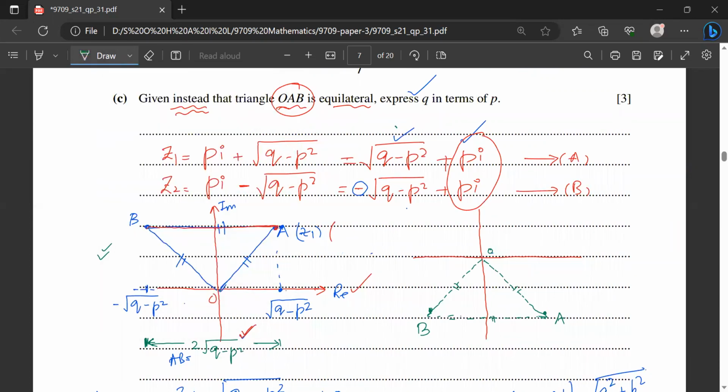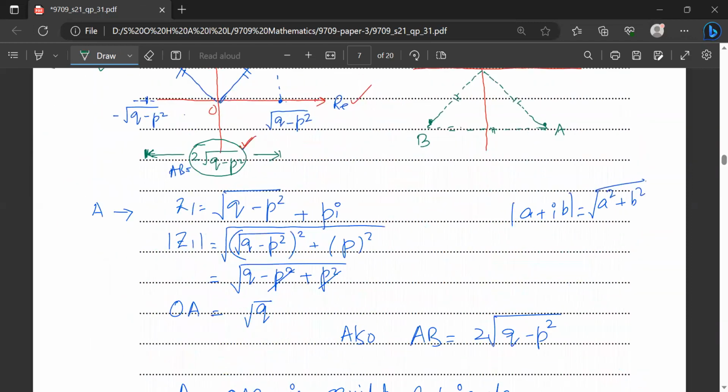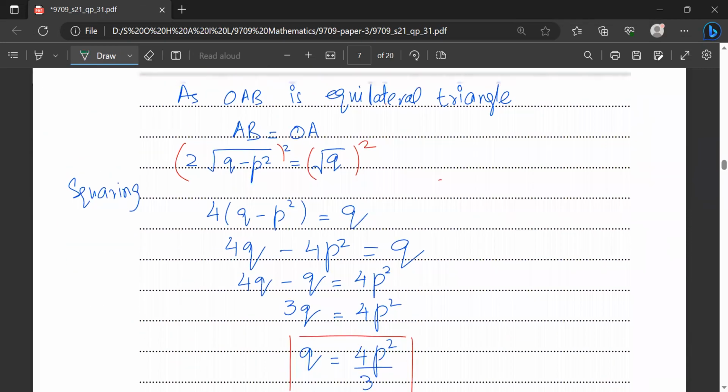This was just for explanation: this point is q minus p square comma p, and this is q minus p square with a negative sign comma p. So the y coordinate is the same, so the height is the same, so this is parallel to the real axis, and you can find the length directly by using the number line concept. This is how you can answer this part. Thank you.